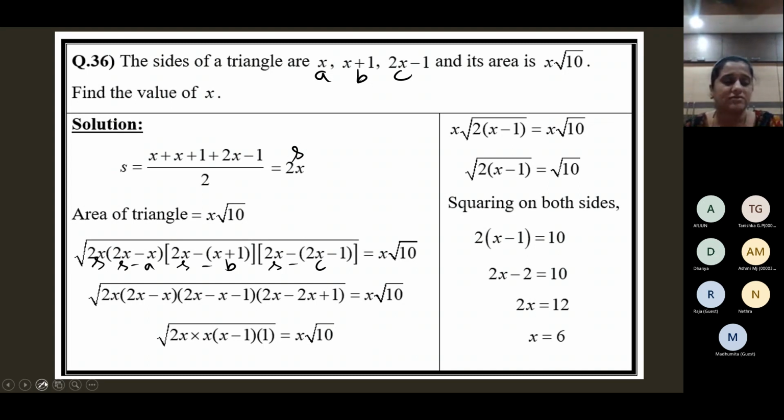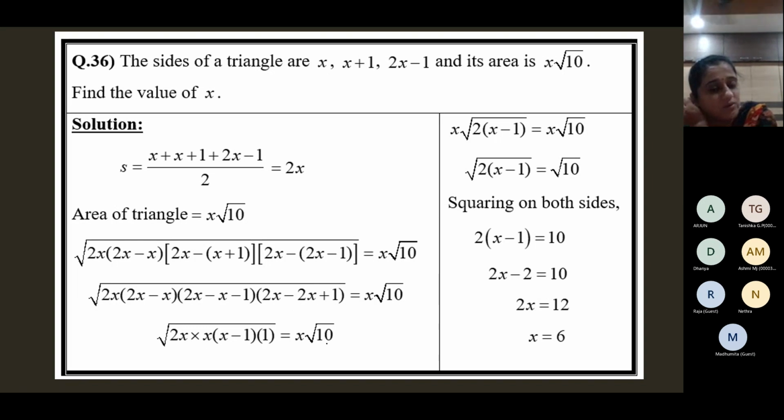So now simplify the brackets. What do you get? Root of 2x into 2x minus x, you can subtract and write x also. I did not do it. So 2x minus x. Here, when you open the bracket, minus x minus 1, here minus x plus 1, is equal to x root 10. So the square root of 2x minus x is x. And here x minus 1, on simplifying, you get x minus 1. So on simplifying you get square root of 2x into x minus 1 is equal to x root 10.